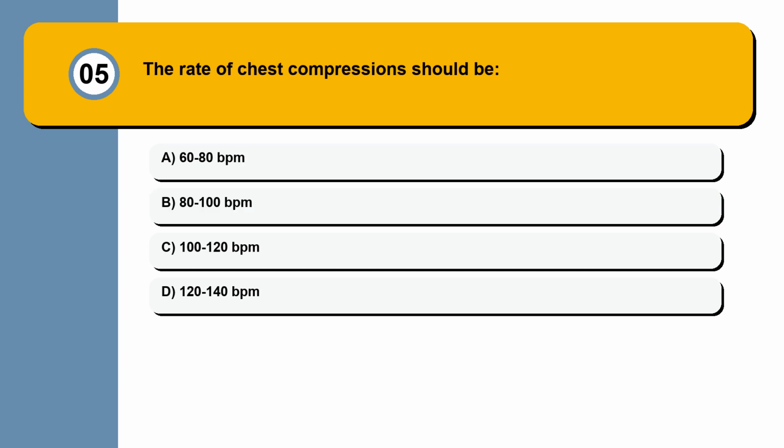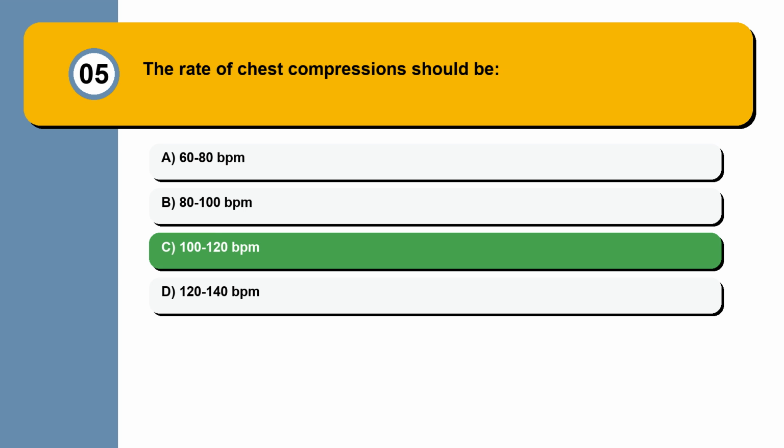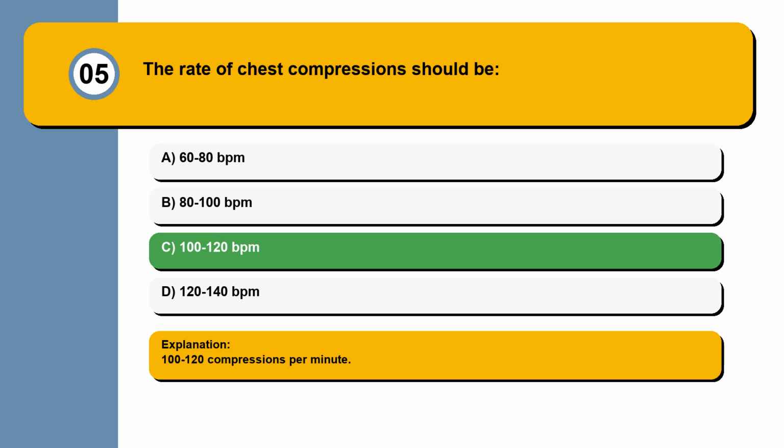Question 5. The rate of chest compressions should be: 60 to 80 bpm, 80 to 100 bpm, 100 to 120 bpm, 120 to 140 bpm. 100 to 120 compressions per minute.